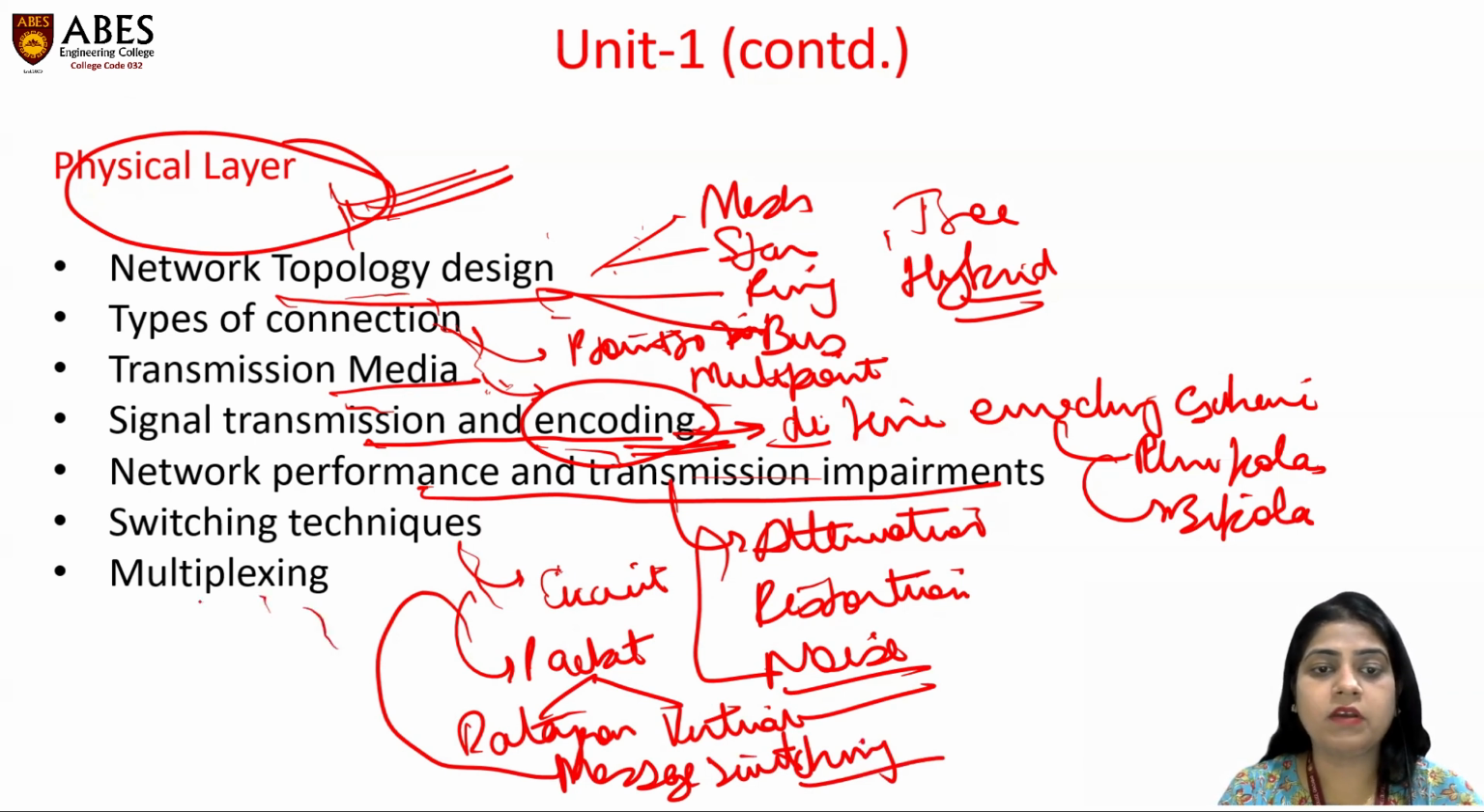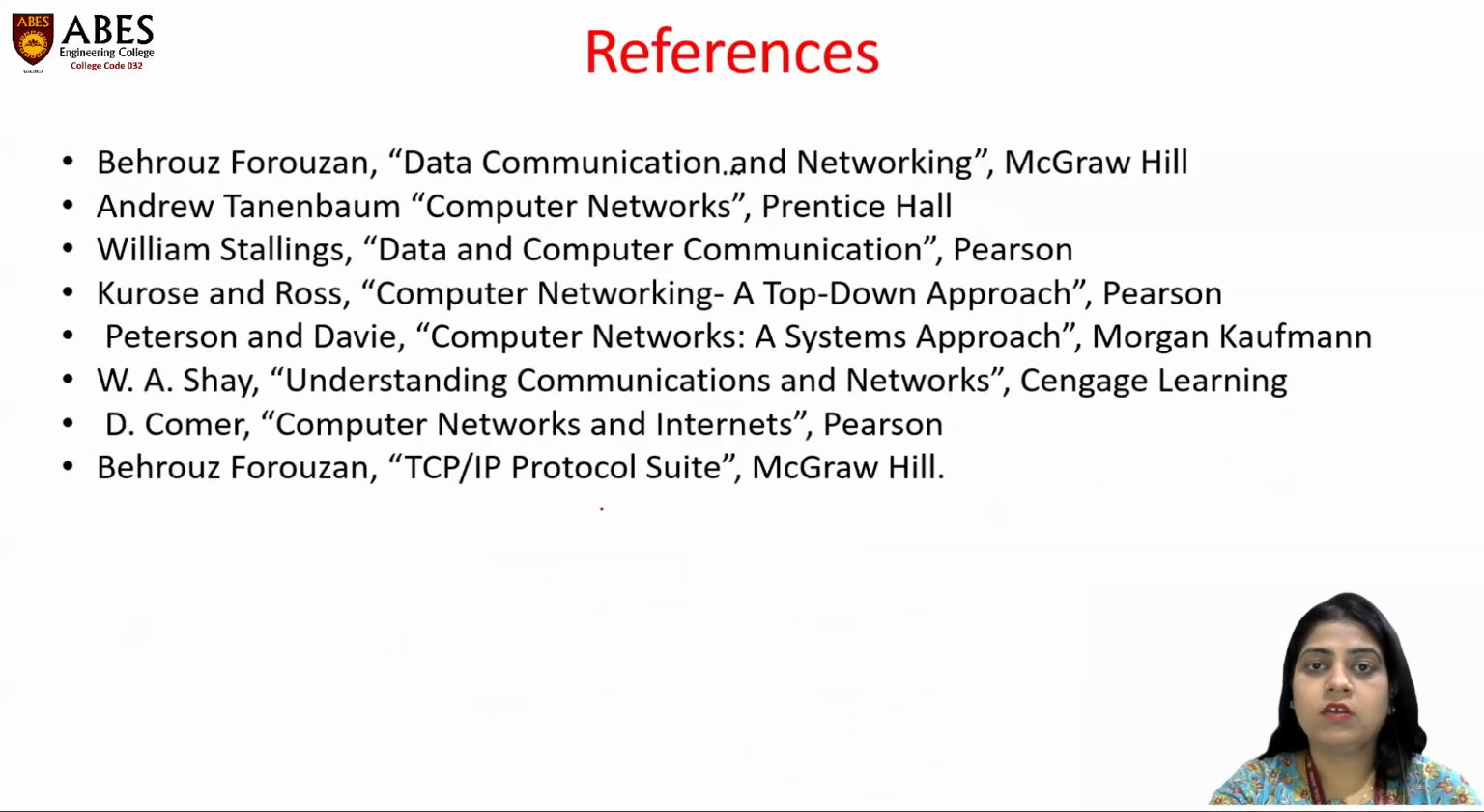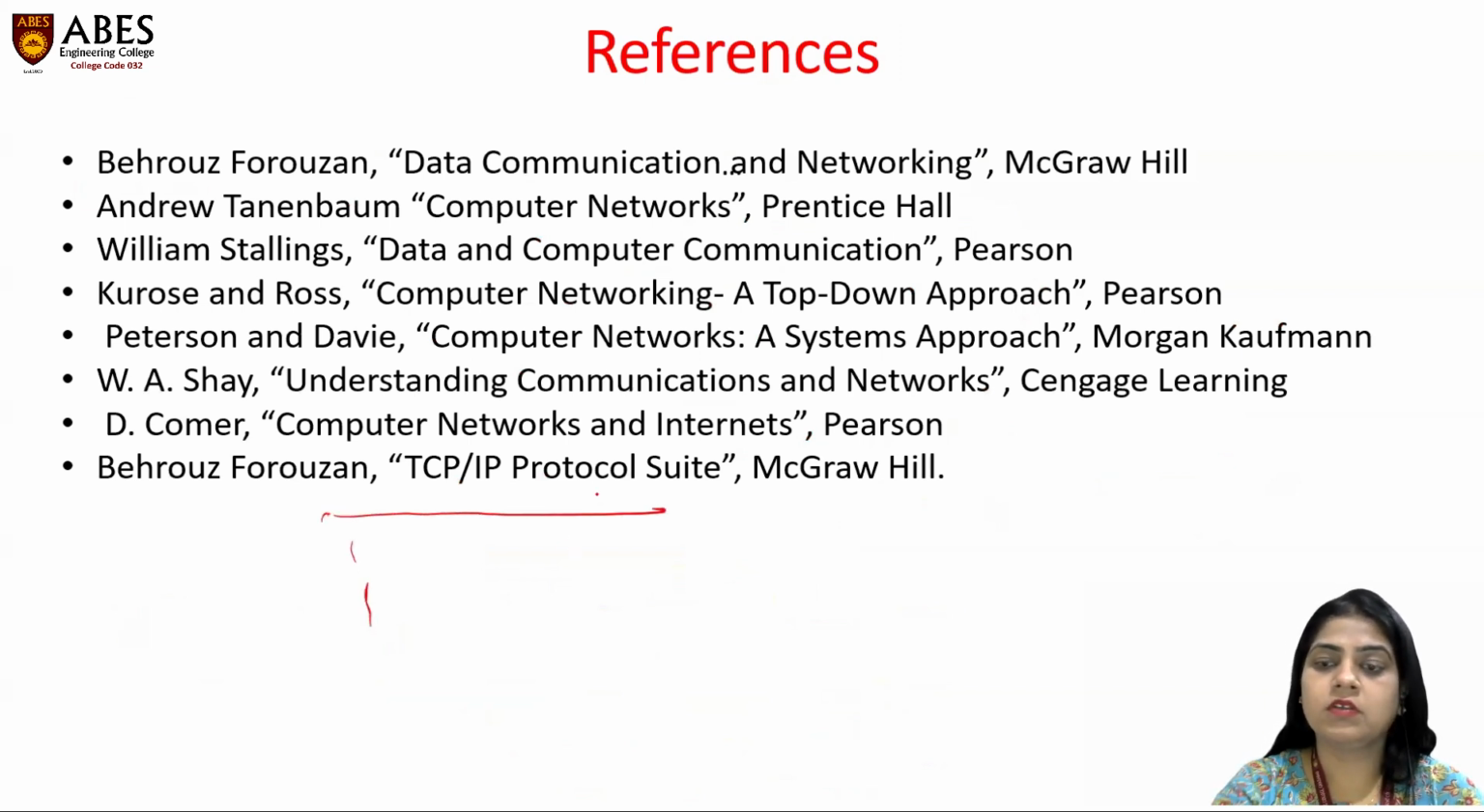Then the multiplexing topic, this is used for the wise utilization of the bandwidth, in which we will study FDM, frequency division multiplexing, wavelength division multiplexing, and time division multiplexing. So all these topics comprise Unit 1. We will study this in detail in my further videos. So these are the references you can refer for Unit 1 topics.